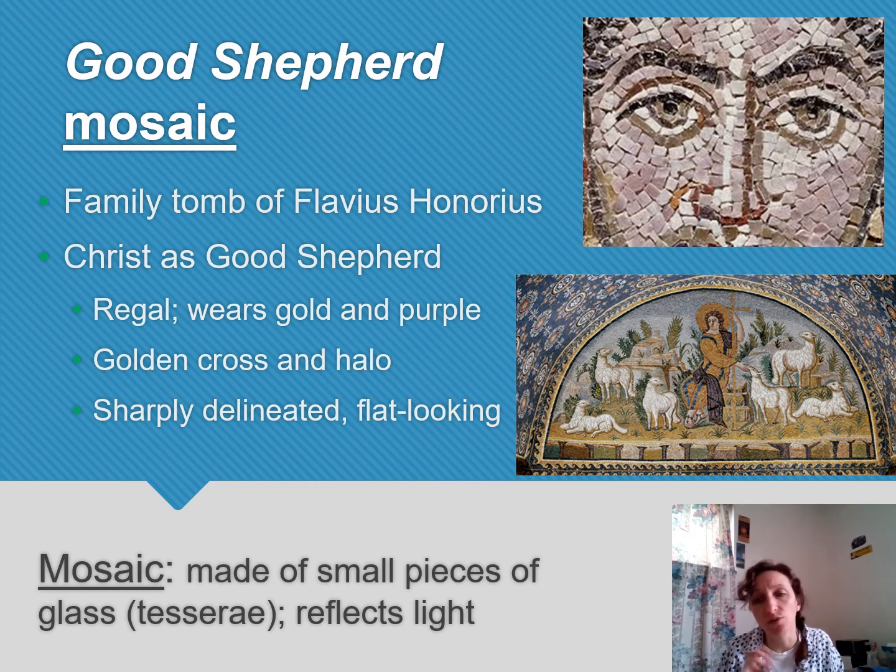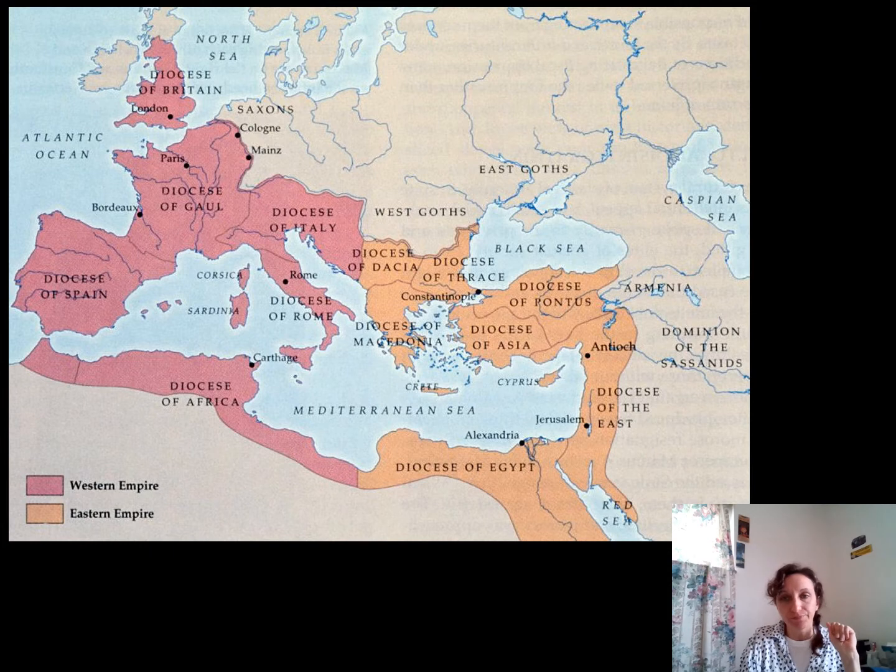This is also called a mosaic, which is made of these small pieces of glass called tessera, and they reflect light. This is very, very popular in the Byzantine Empire, or in the Eastern Roman Empire. So we're going to be looking at a couple more of those, and this term mosaic and this term tessera may or may not pop up on the quiz. So you might want to just associate the mosaics with the Byzantine Empire.